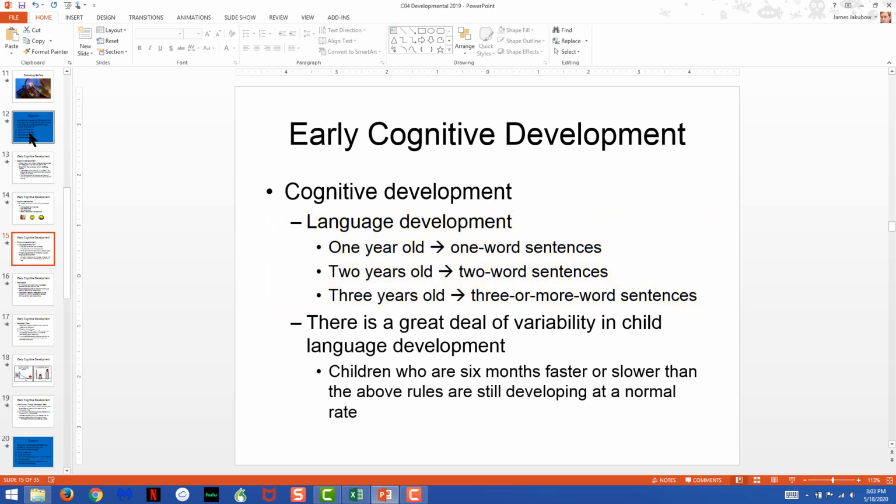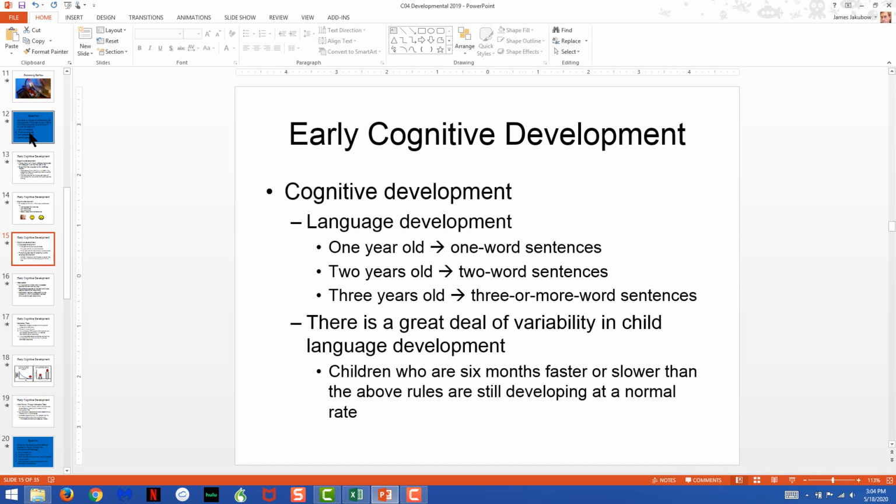Now, given this easy mean estimate of language development from 1, 2, and 3 years, one thing that's very important to make note of is that there's a lot of variability across children. When you estimate a mean, the mean is just the average of all the children, but it is important to recognize how much spread around that mean statistically occurs to recognize some degree of normalcy.